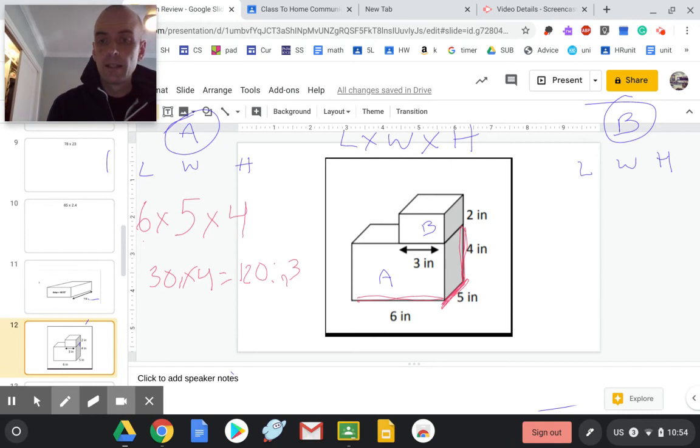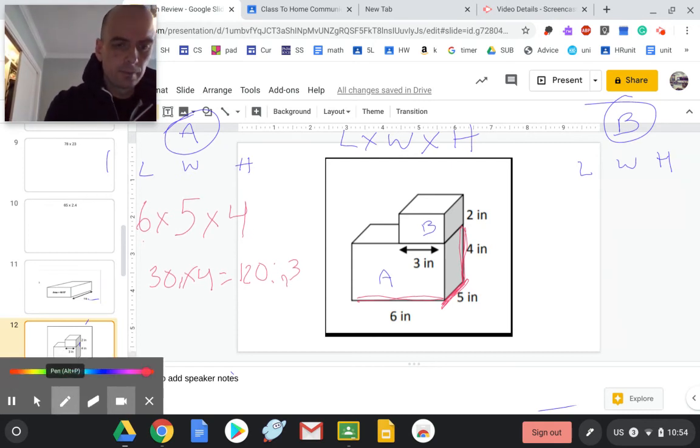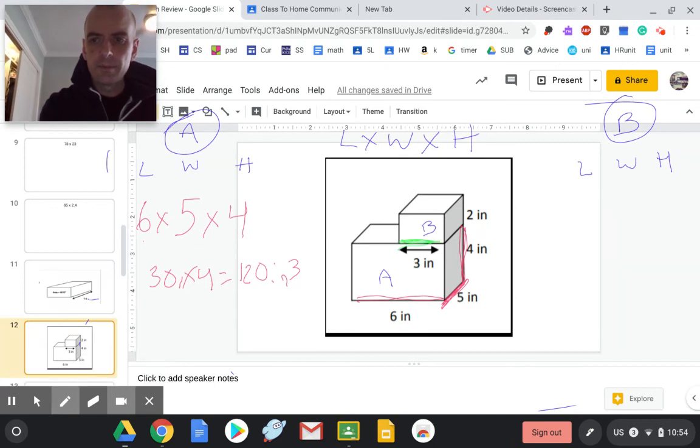All right. Now for B, let's go to B. What do we see here? Well, we can see the length is 3. The width I can see is the same, so it's 5. And the height, it's neatly labeled there, is 2. So 3 times 5 is 15. Times 2 is 30 inches cubed.